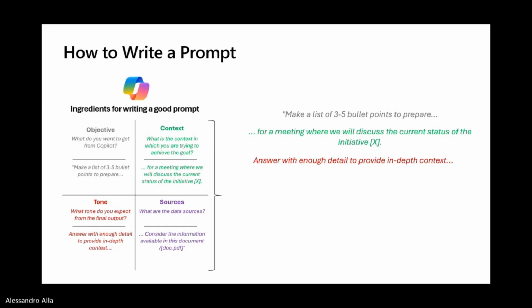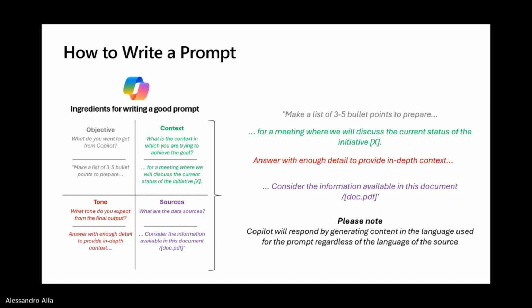Then the expected tone in the answer. For example, you can request a formal tone if you are writing an email to the top management, or include many details if you need to address a series of questions about a specific initiative. And finally, the source. If you want the answer to use certain resources, such as a specific website or content in a Word document, it's good to specify it.